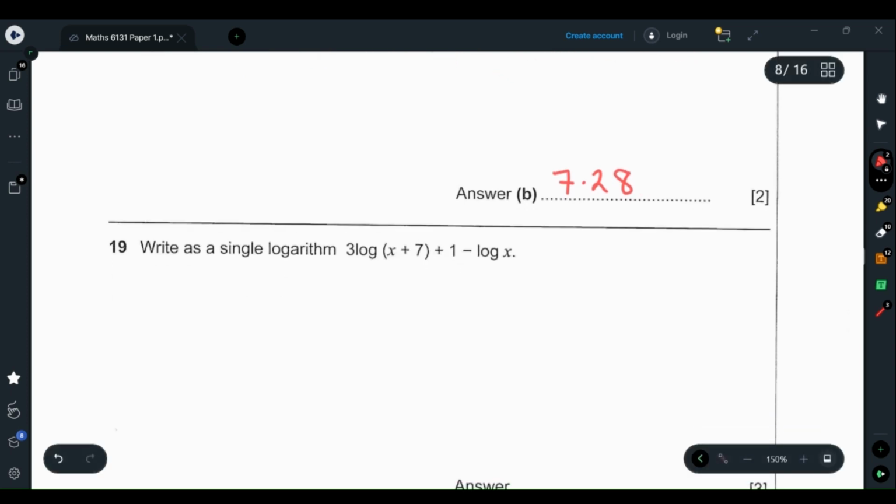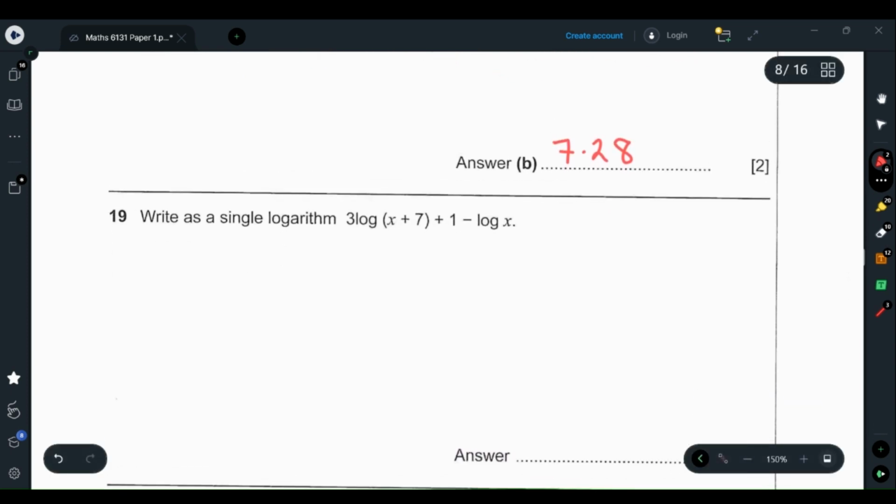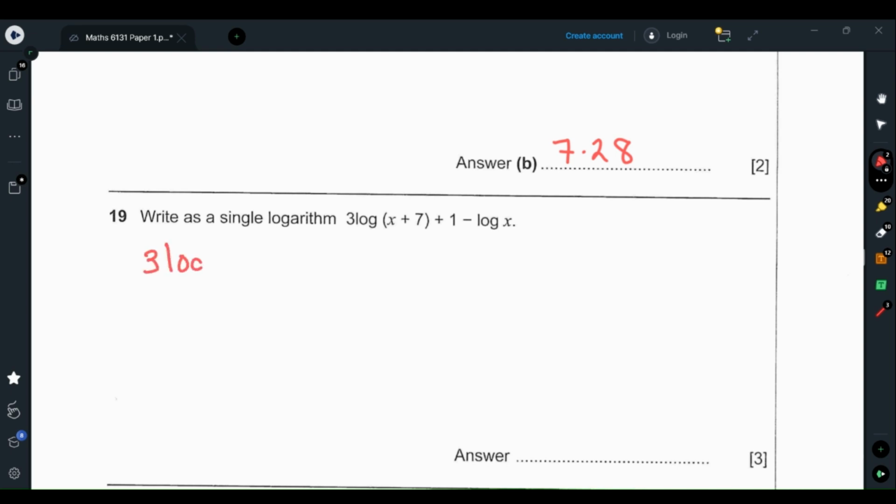Minus log x, assuming that all these are to base 10. So this would be 3 log base 10 of x plus 7. Then we know that log 10 base 10 is the same thing as 1. So we can write that as log 10 minus log 10 x.